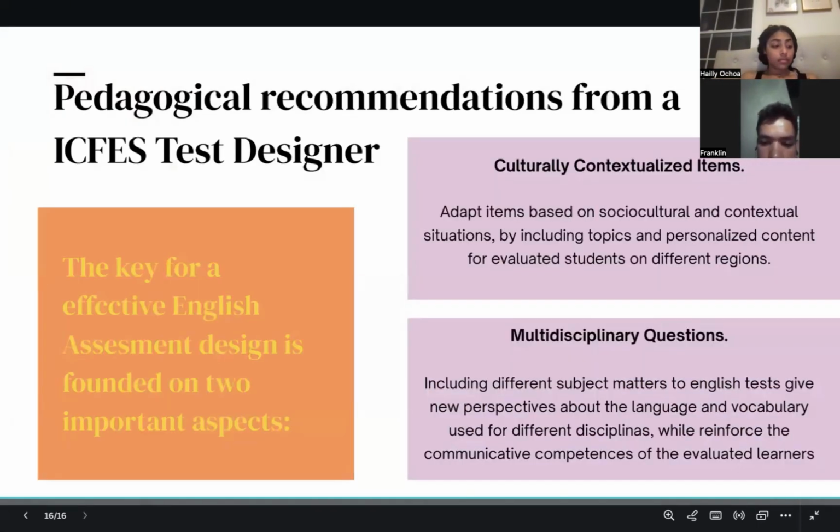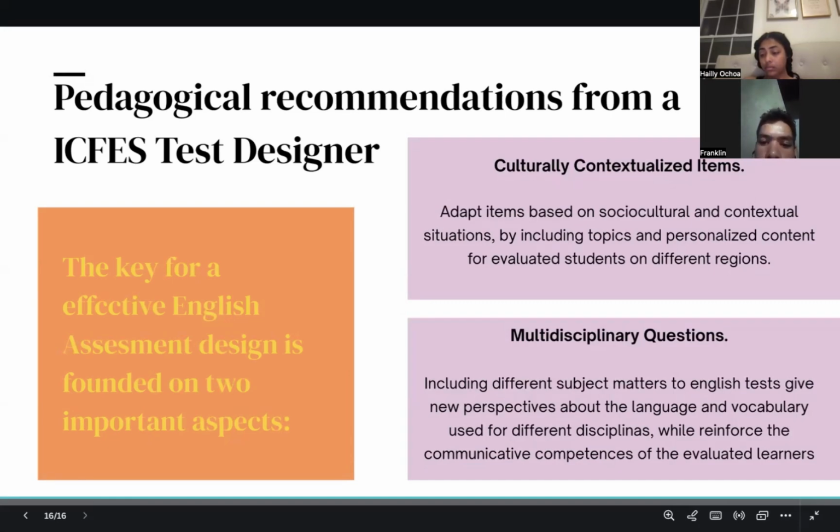Okay, thanks to the presentation of my companion, now it's going to be important to explain from my perspective what the pedagogical recommendation is, to understand how to implement correctly and how to design correctly these tests in general. So I consider that there are two important aspects to use as a reference, and also very important and relatable assessments. The first aspect is going to be culturally contextualized items.